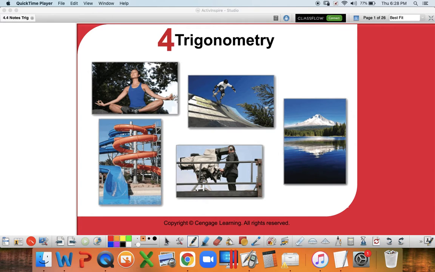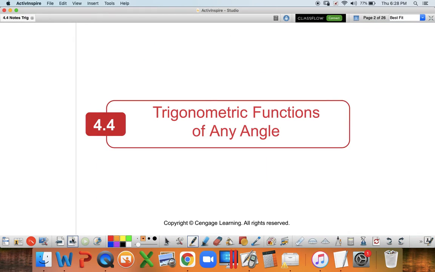This is trigonometry, section 4.4. So today we're going to talk about trigonometry and calculating all these different functions at any angle. And I think at this point we really have all of the skills necessary to answer these questions. I'm just going to show you some alternative ways to answer them.